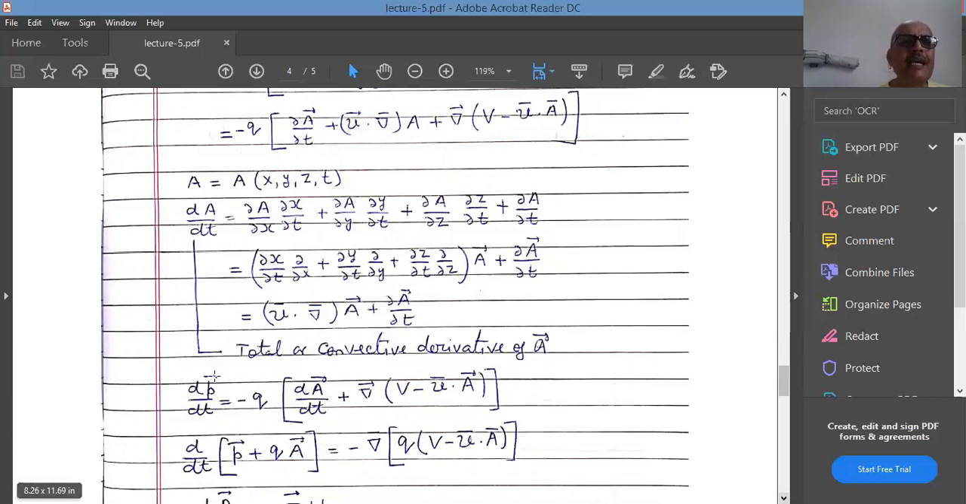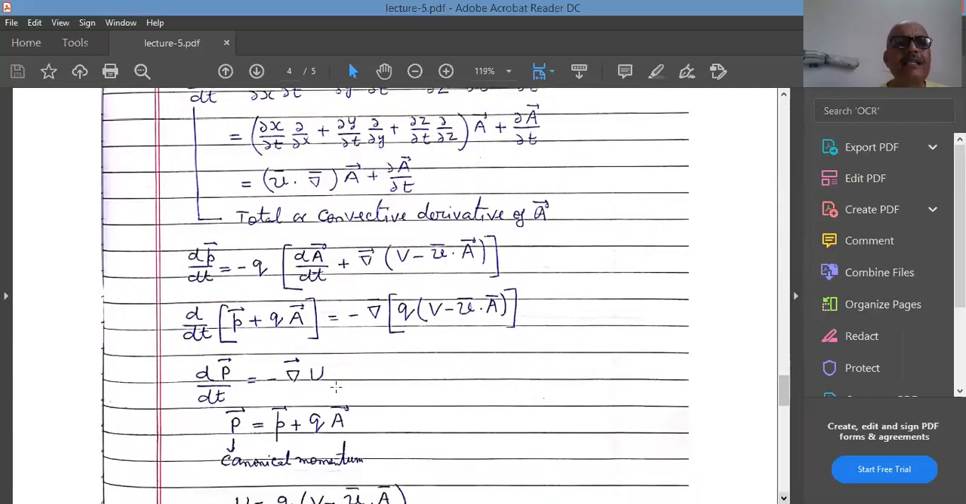So according to Newton's second law of motion, force can be written as dP over dt. It is minus q into dA over dt plus the quantity under the gradient term, which is B minus B dot A. We take the d over dt term onto the other side. So d over dt of P plus QA now becomes equal to minus gradient of Q into B minus B dot A. So if you compare it with Newton's second law of motion dP over dt, then we will have to write the total momentum as the sum of linear momentum plus a contribution coming from the vector potential also.